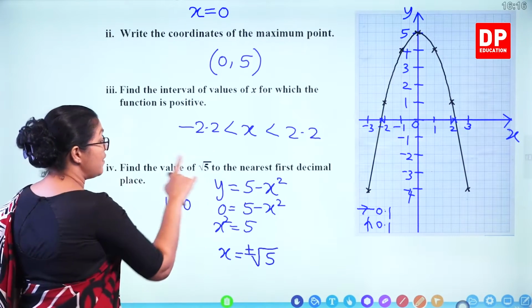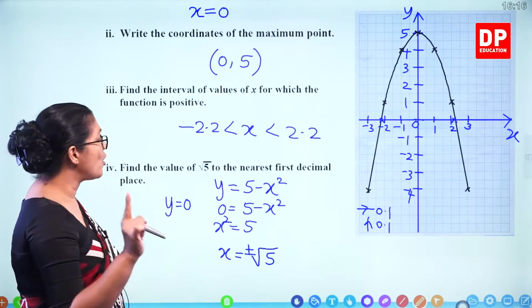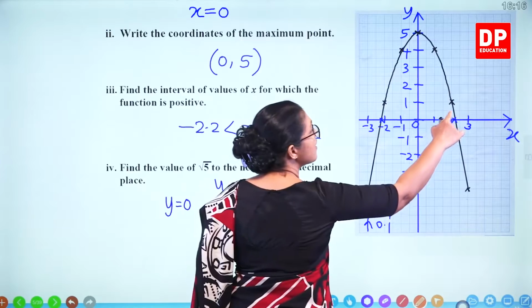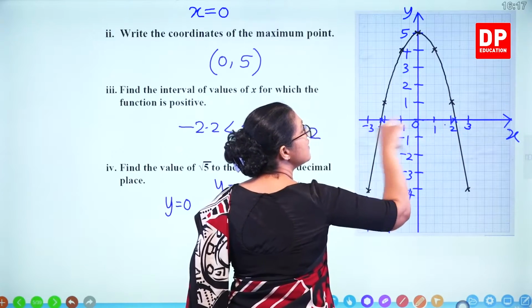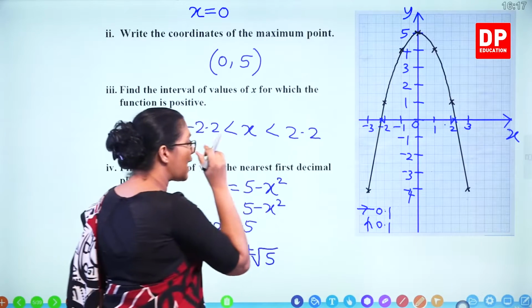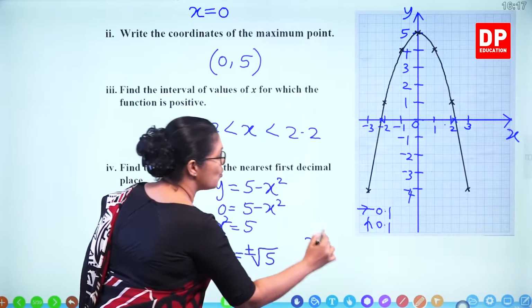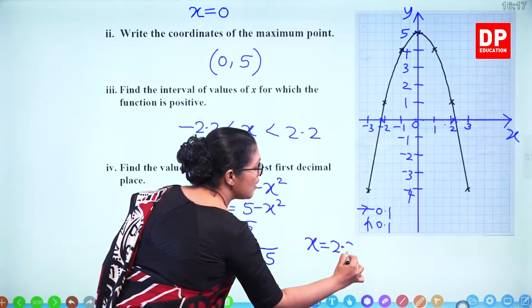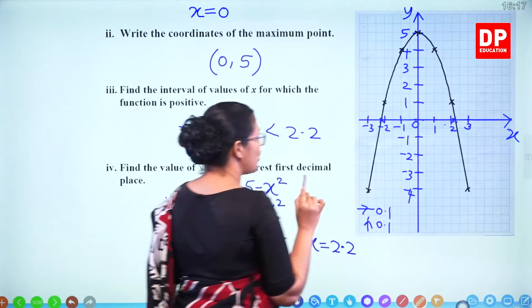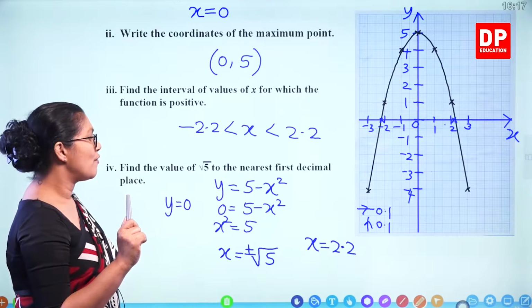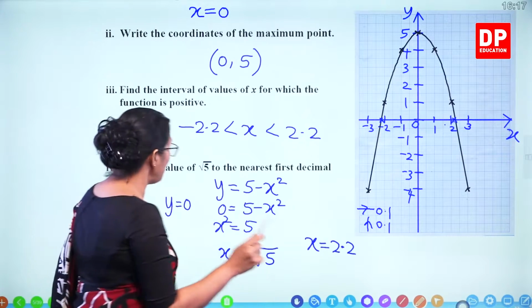So in this question, they ask only the positive root 5. So that means you are only referring to the positive value. So this is y equals 0, means on the x-axis. So the answer is 2.2 because we found out this point is 2.2. So positive value only, you can take the positive value of that. So that's all for this question.